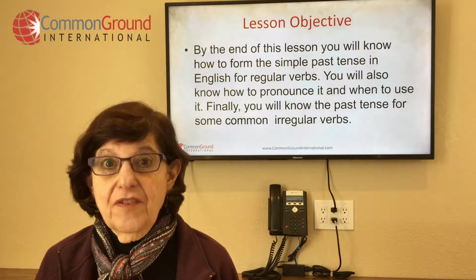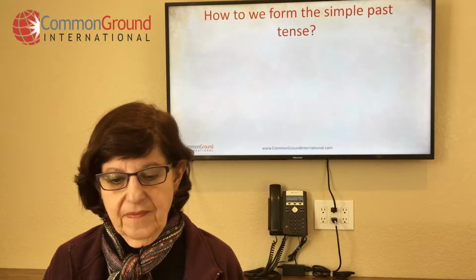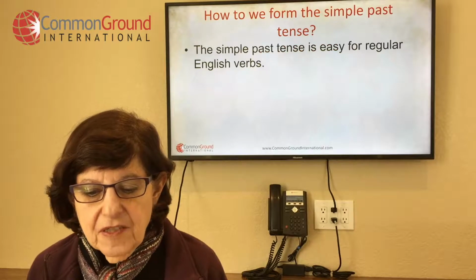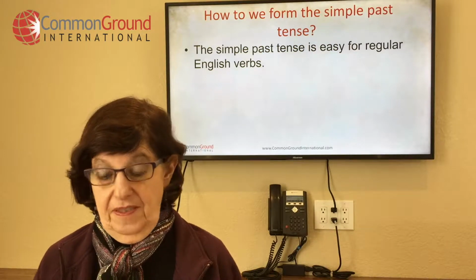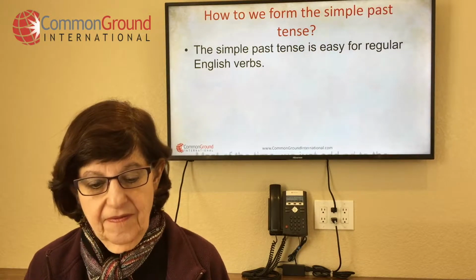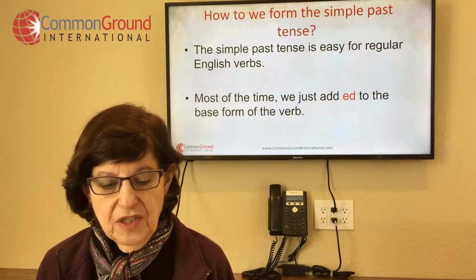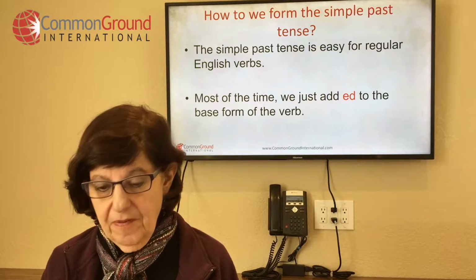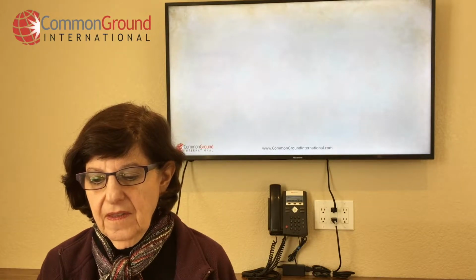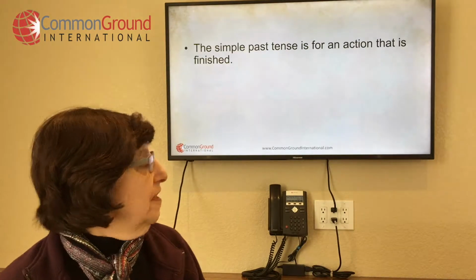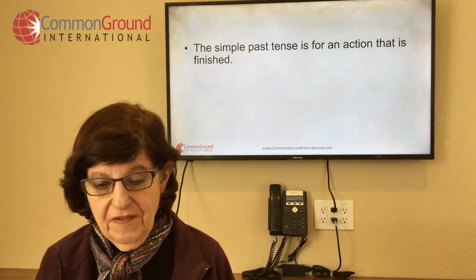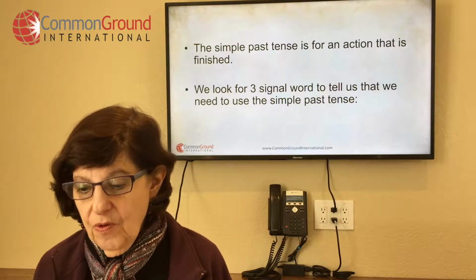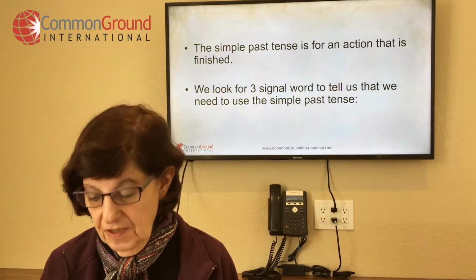Unfortunately, English has a lot of irregular past tense verbs. Okay, how do we form the simple past tense? The simple past tense for regular verbs is actually pretty easy. Most of the time, we just add ed to the base form of the verb. The simple past tense is for an action that is already finished. We look for three signal words that tell us we need to use simple past.